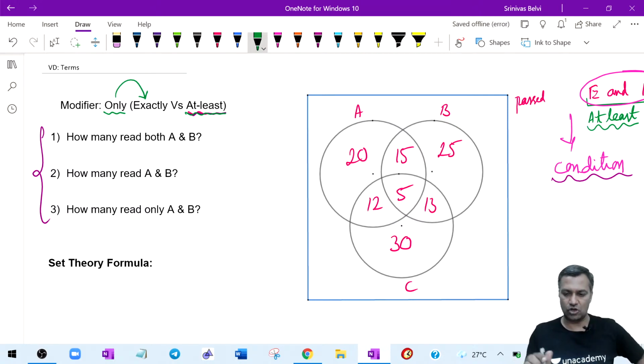Now listen to me, my friends. All of you listen to me carefully. How many read both A and B? Okay, now these 15 characters read A and B. These 5 characters read ABC.